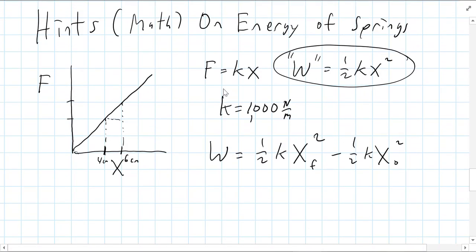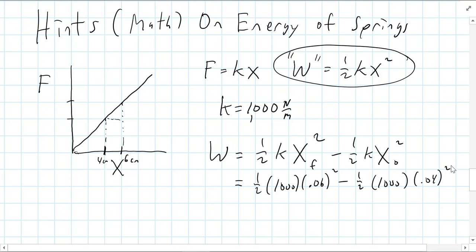So for the math, you need to make sure you do your order of operations correctly. So what do you do first? Do you subtract or do you square first? Well, you square first. So in our example here, the correct way to do this would be to say 1/2 times 1,000 times x final in meters, which is 0.06, squared, minus 1/2 times 1,000 times x naught, which is 0.04 meters, squared.